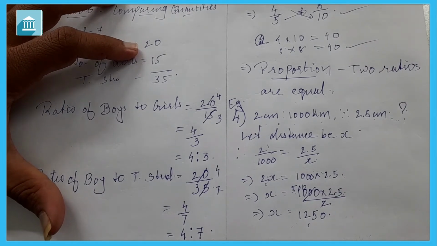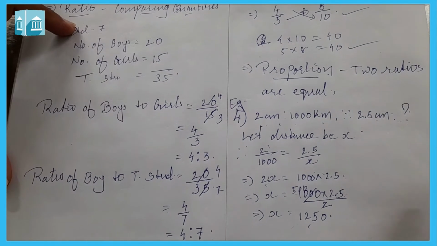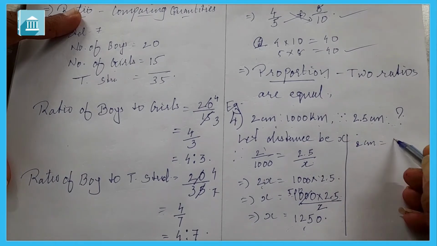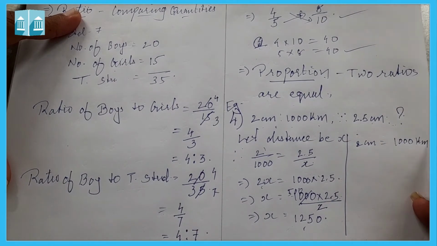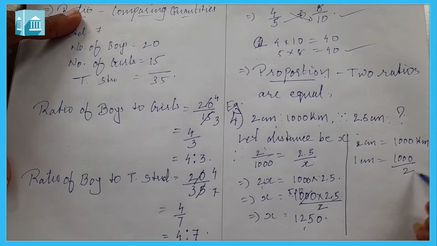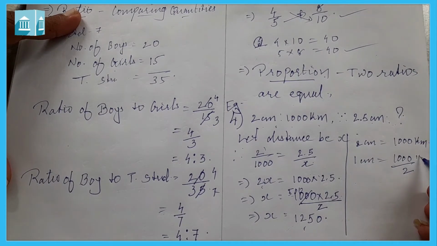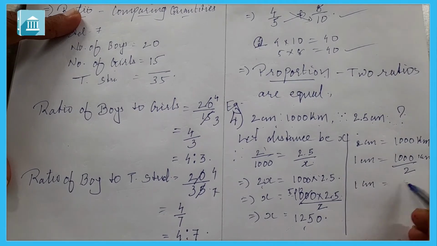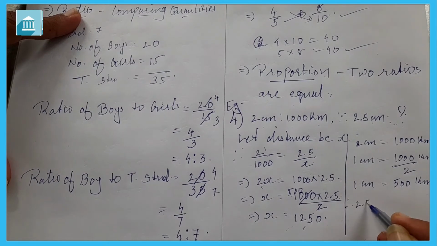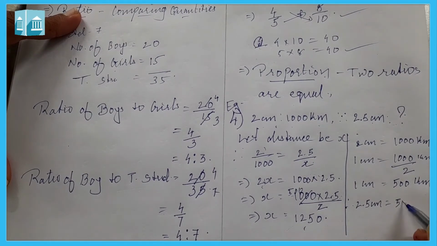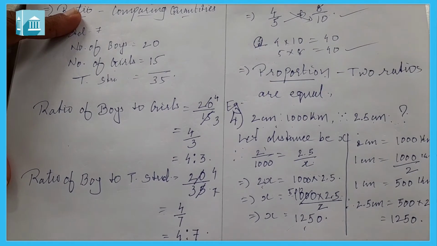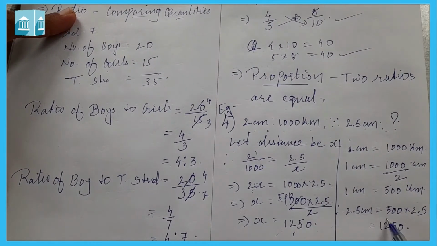This we can also do by the unitary method. If we do it by the unitary method, here it is given that 2 centimeter is equal to 1000 kilometer. So we can say 1 centimeter is equal to 1000 upon 2, which is equal to 500 kilometer. Therefore, 2.5 centimeter is equal to 500 into 2.5, which is equal to 1250. So this is our unitary method which we had done in 6th standard.